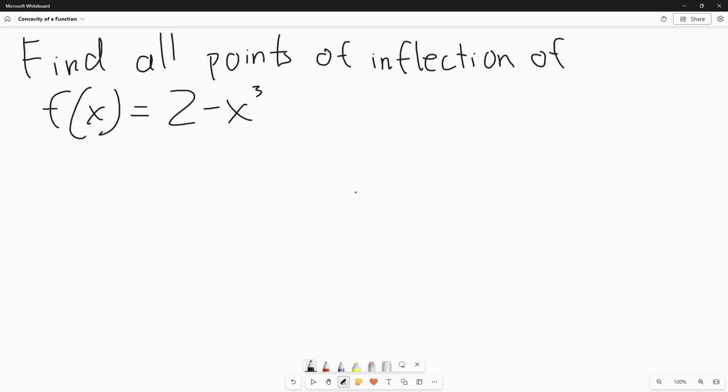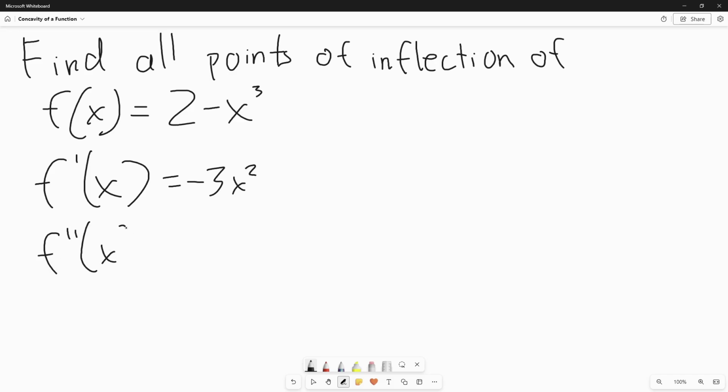This one isn't a question about concavity, but it says, find all points of inflection of f of x equals 2 minus x cubed. Now, again, a point of inflection is where the point exists on the original graph, and the second derivative at that point is equal to 0 or undefined. So first, let's find the second derivative of f of x. So f prime of x is going to be equal to negative 3x squared, and f double prime of x is equal to negative 6x.